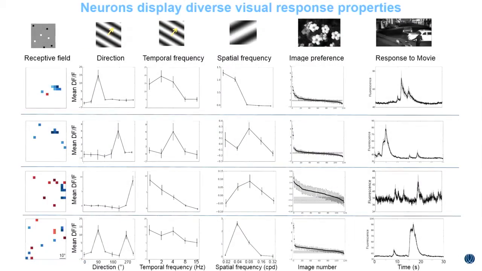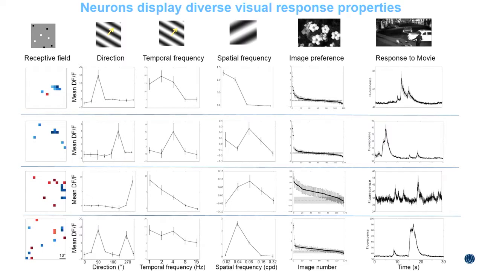So by looking at the activity of each cell and comparing it to the stimuli that are being presented, we can now come up with a lot of different visual response properties. So I'm showing 4 example cells here. Each row is a distinct cell, and their responses to the different stimuli. And you can see that there's a wide range of different types of responses.